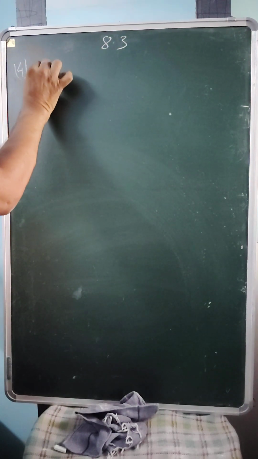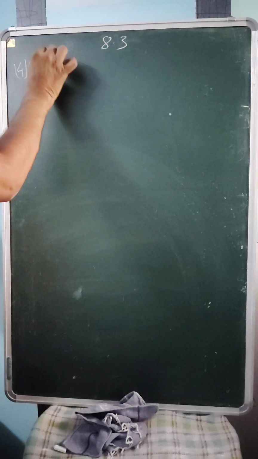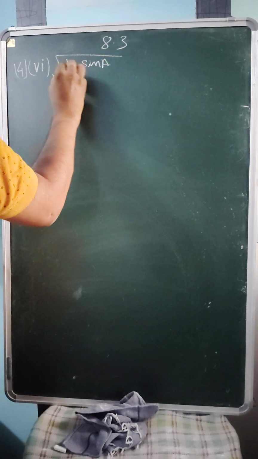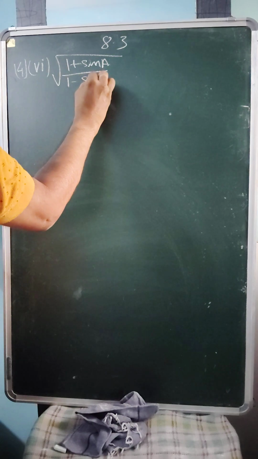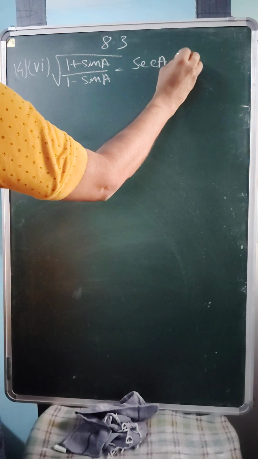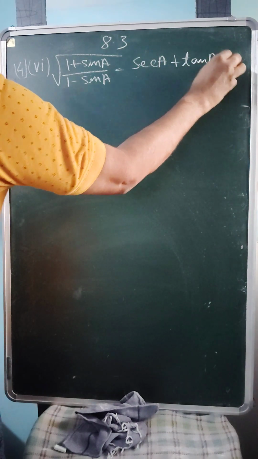Hello students, in this class I am going to explain, in the chapter Introduction to Trigonometry, exercise 8.3, the sixth problem: root of (1 plus sine A) divided by (1 minus sine A) is equal to secant A plus tan A. This is the question.